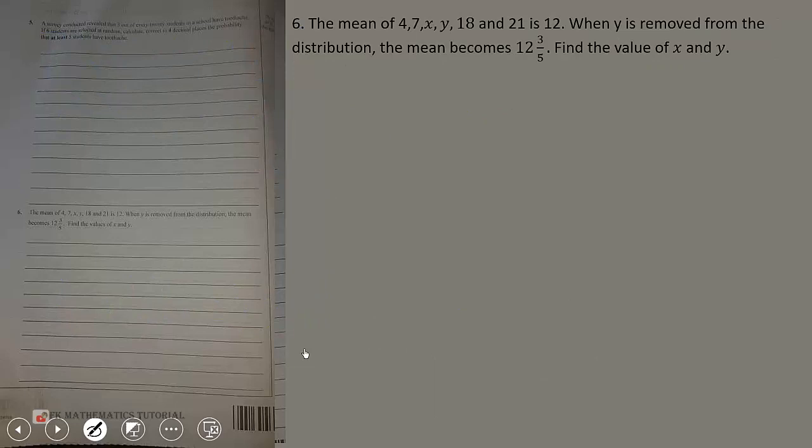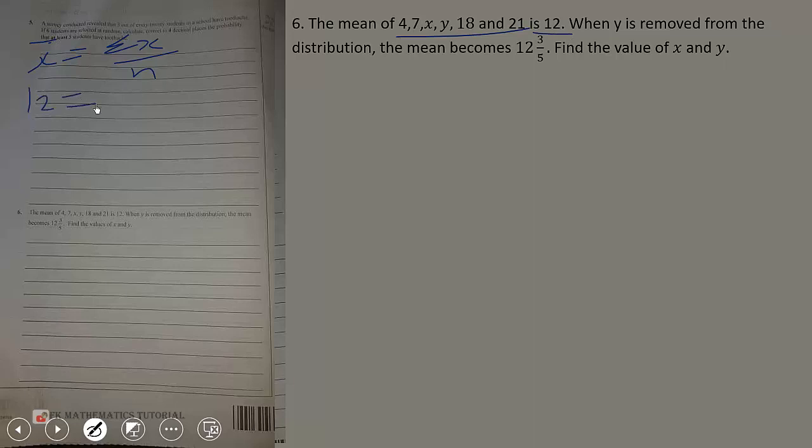The mean of 4, 7, x, y, 18, and 21 is 12. When y is removed from the distribution, the mean becomes 12 whole number 3 over 5. Find the value of x and y. So we're given that the mean is 12. We need to use the definition of mean. Mean is given by the summation of all the x values over the number of items.